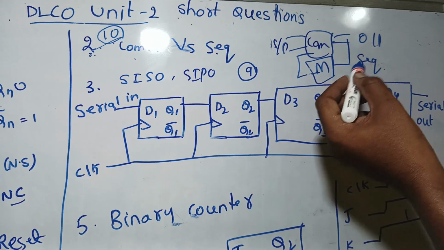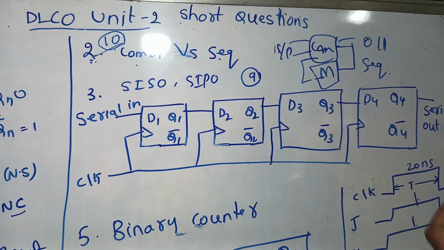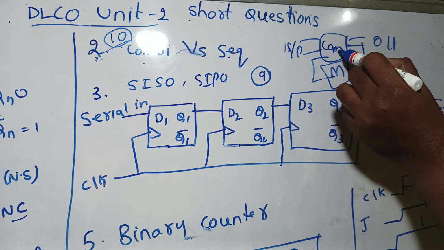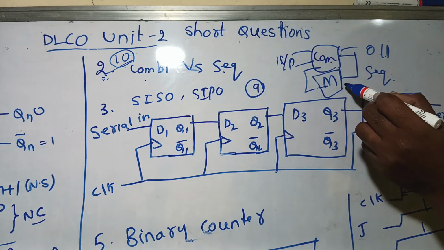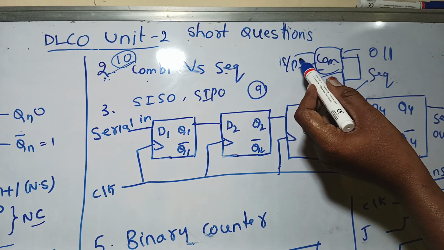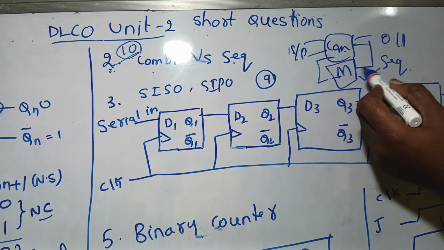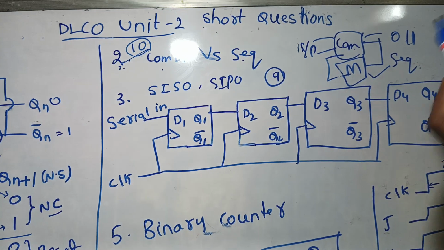Then some other points you can write. In combinational, no memory is required. In sequential, we need memory. In combinational, no feedback is there. In sequential, we have feedback, and so on.